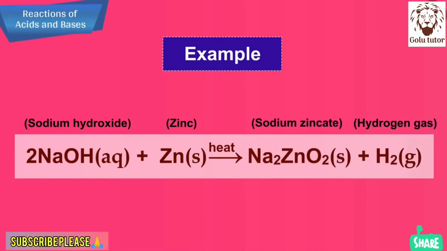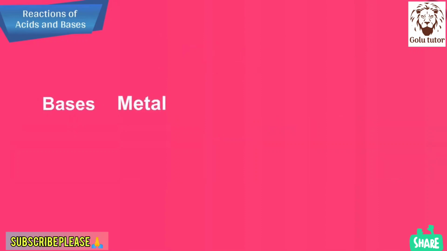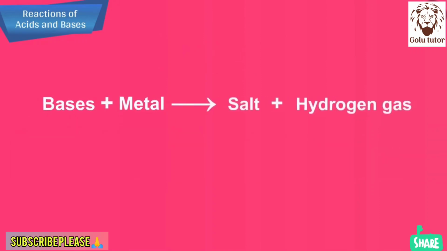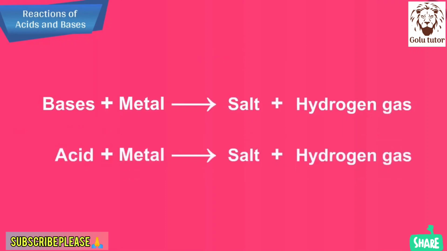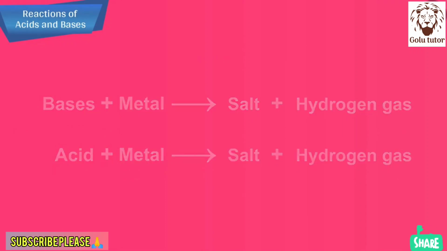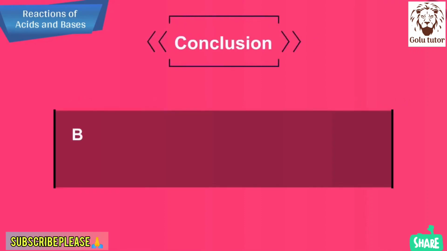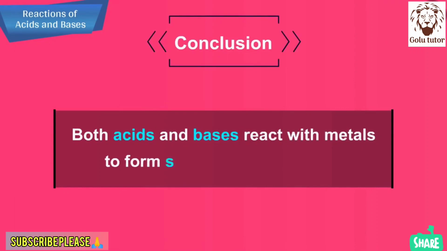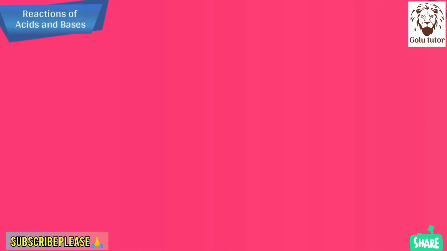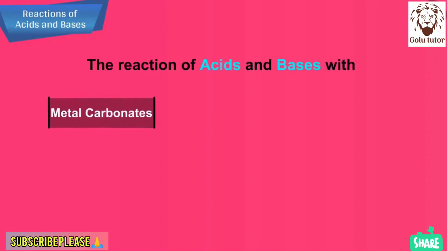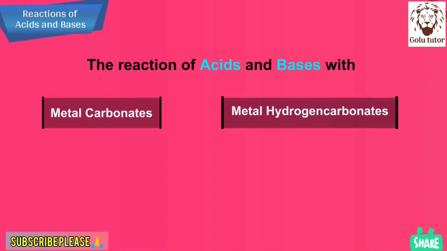We can show the formation of hydrogen gas in the reaction of sodium hydroxide solution with zinc metal by using the same experimental setup as we have used to study the reaction of metal with acids. So, we can conclude that both acids and bases react with metals to form salt and hydrogen gas. Let us now move ahead and discuss the reaction of acids and bases with metal carbonates and metal hydrogen carbonates.